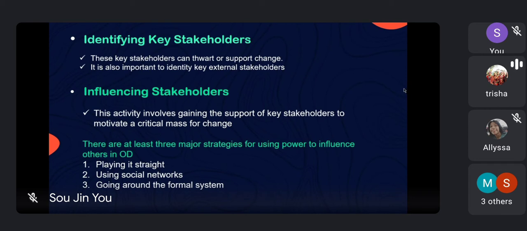Then yung third naman is going around the formal system. It is probably least used in OD and involves possibly circumventing organizational structure and procedure to get the change made. Existing organizational arrangements can be roadblocks to change, and working around the barriers can be more expedient and effective than taking the time and energy to remove them.